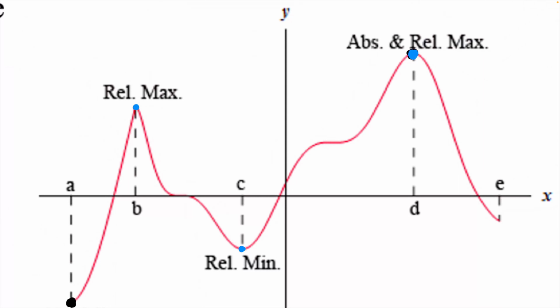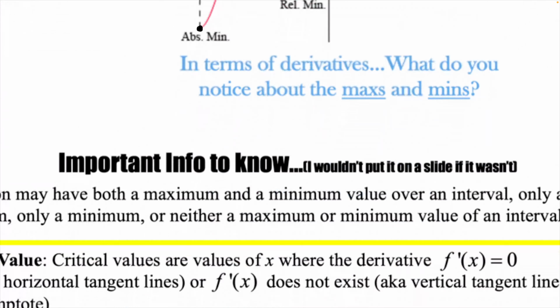Okay, so that's the first thing we're going to do. First thing we're going to do is find the relative maximums and minimums. And then once we get comfortable with that, then we'll look at absolute. I'm not worried about absolute right now. So how do we do that?